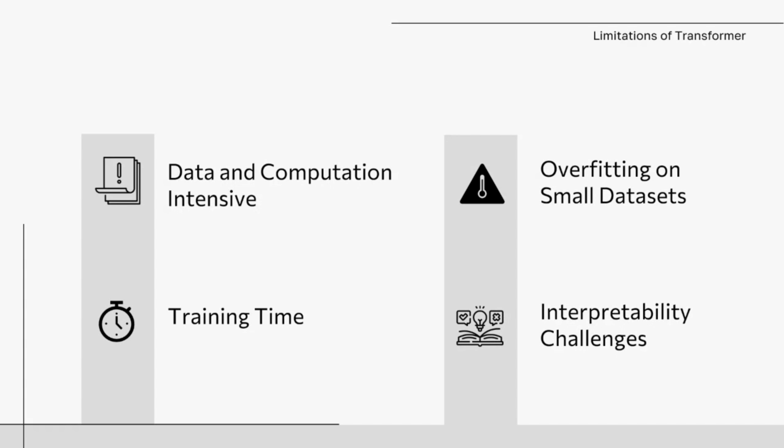So while transformers offer tremendous power and flexibility, they also come with these limitations. They are data and computation intensive, require long training times, can overfit on small data sets, and are challenging to interpret. These factors must be carefully considered when deciding whether or not to use transformers in a specific application. Despite these challenges, their benefits often outweigh the drawbacks, which is why they remain at the forefront of AI development.